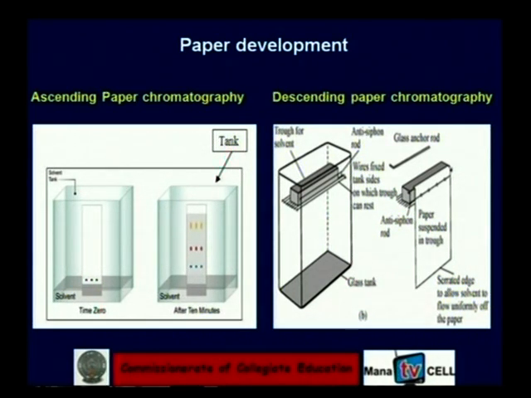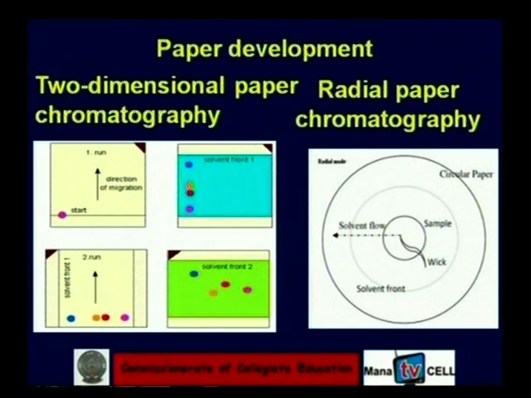Because of this gravitational force, the molecules move much faster compared to ascending paper chromatography. For this reason, ascending paper chromatography is commonly used, along with descending and two-dimensional paper chromatography. In two-dimensional paper chromatography, two solvents are usually used. The components which cannot be separated using a single solvent are separated using two-dimensional paper chromatography.